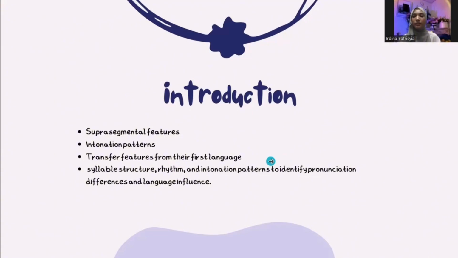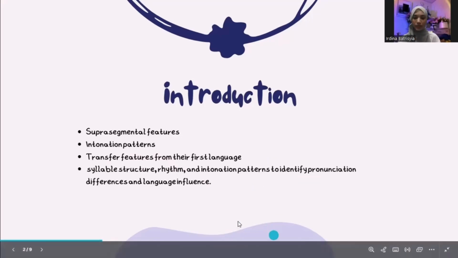And lastly, this study analyzes the suprasegmental features of a non-native speaker by comparing their speech with BBC English, focusing on syllable structure, rhythm, and intonation patterns to identify pronunciation differences and language influence.